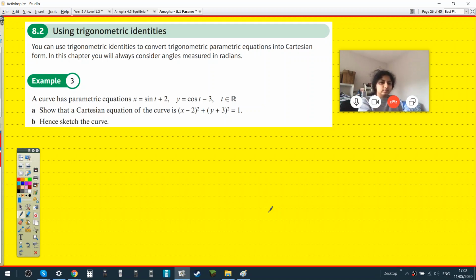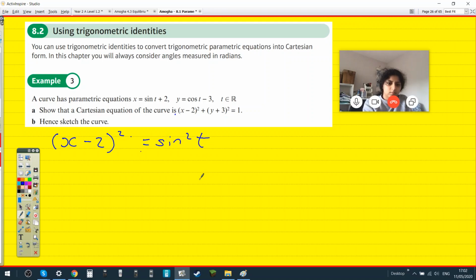What if you squared both sides? So let's say, what if we did x minus 2 squared is equal to sine squared t? Yeah. Could you do something similar for the y one? Y plus 3 squared is equal to cos squared t. And now is there some way that you can bring those two together?